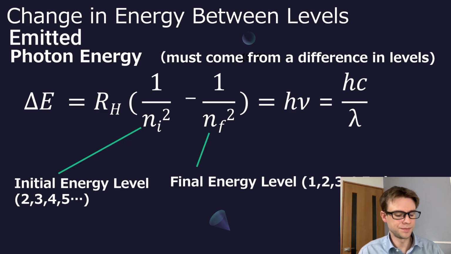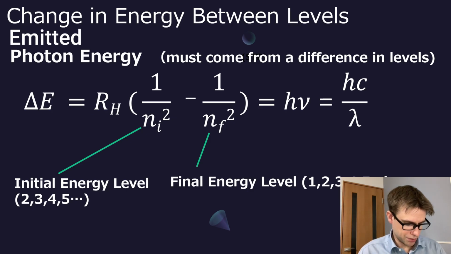So delta E equals RH, the Rydberg constant, multiplied by 1 over n initial squared minus 1 over n final squared. And because delta E is just an energy in joules, it can also be represented by h nu and hc over lambda.